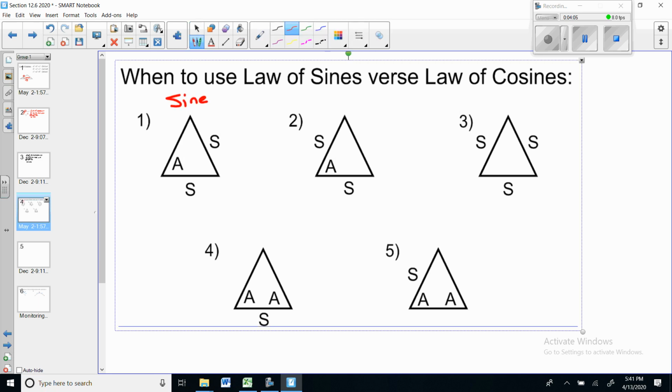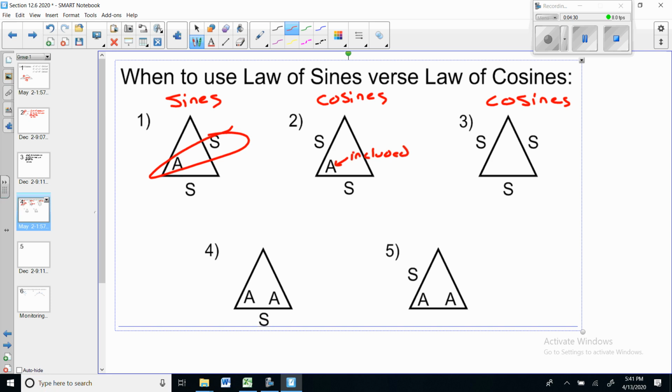So in number 1, because this s is across from the a, you want to use the law of sines. If this angle is in between the two sides that you know, you want to use the law of cosines for that one, because it's the included angle. If you don't know any of your angles, you want to use the law of cosines for that also, because you can use the inverse cosine key at the end to find the missing angle measure.